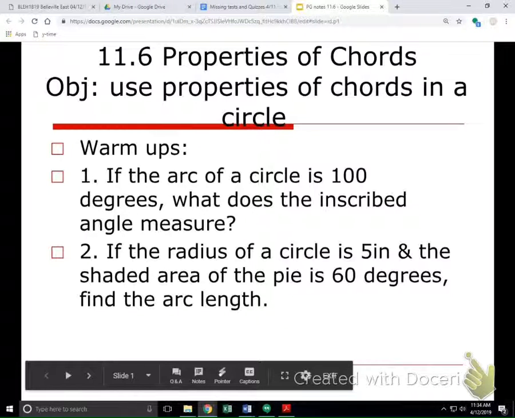Our first part here is we are on 11.6, properties of chords, and your objective that is at the top of your page is to use properties of chords in a circle. Your first question is, if an arc of a circle is 100 degrees, what is the inscribed angle? This was yesterday's lesson. So how are those two related?